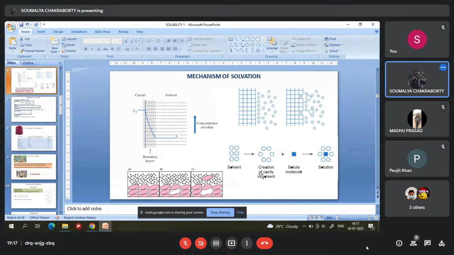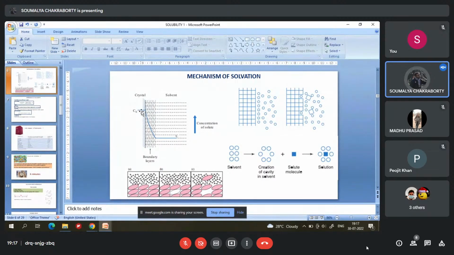Mechanism of solvation. See, follow this pictorial representation. This is a crystal and this is the boundary layer. So what happens when a crystal or a solid material gets dissolved is that a solvent-rich layer forms where the concentration of solute is much higher in comparison to the bulk. It becomes very much attached to the solid surface. This is called the boundary layer.